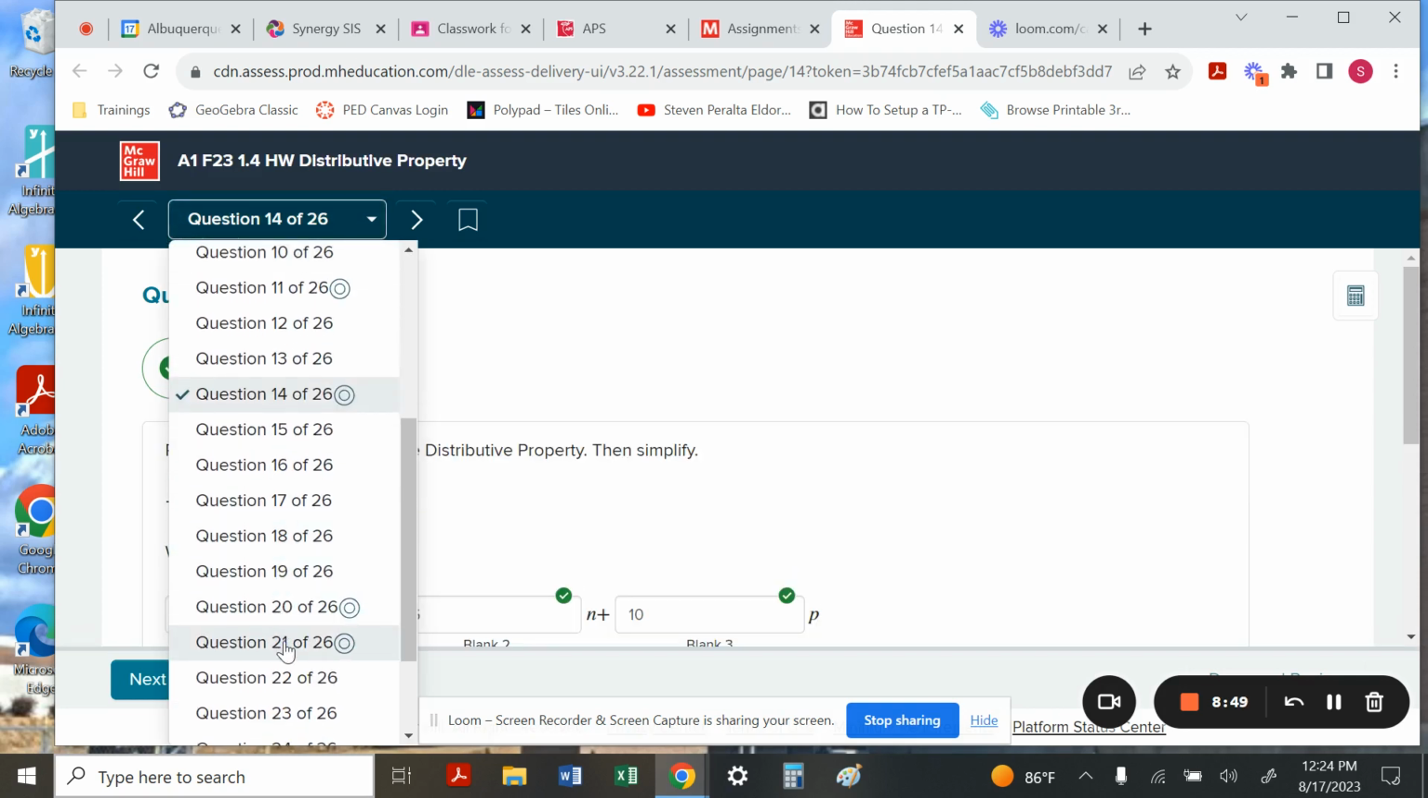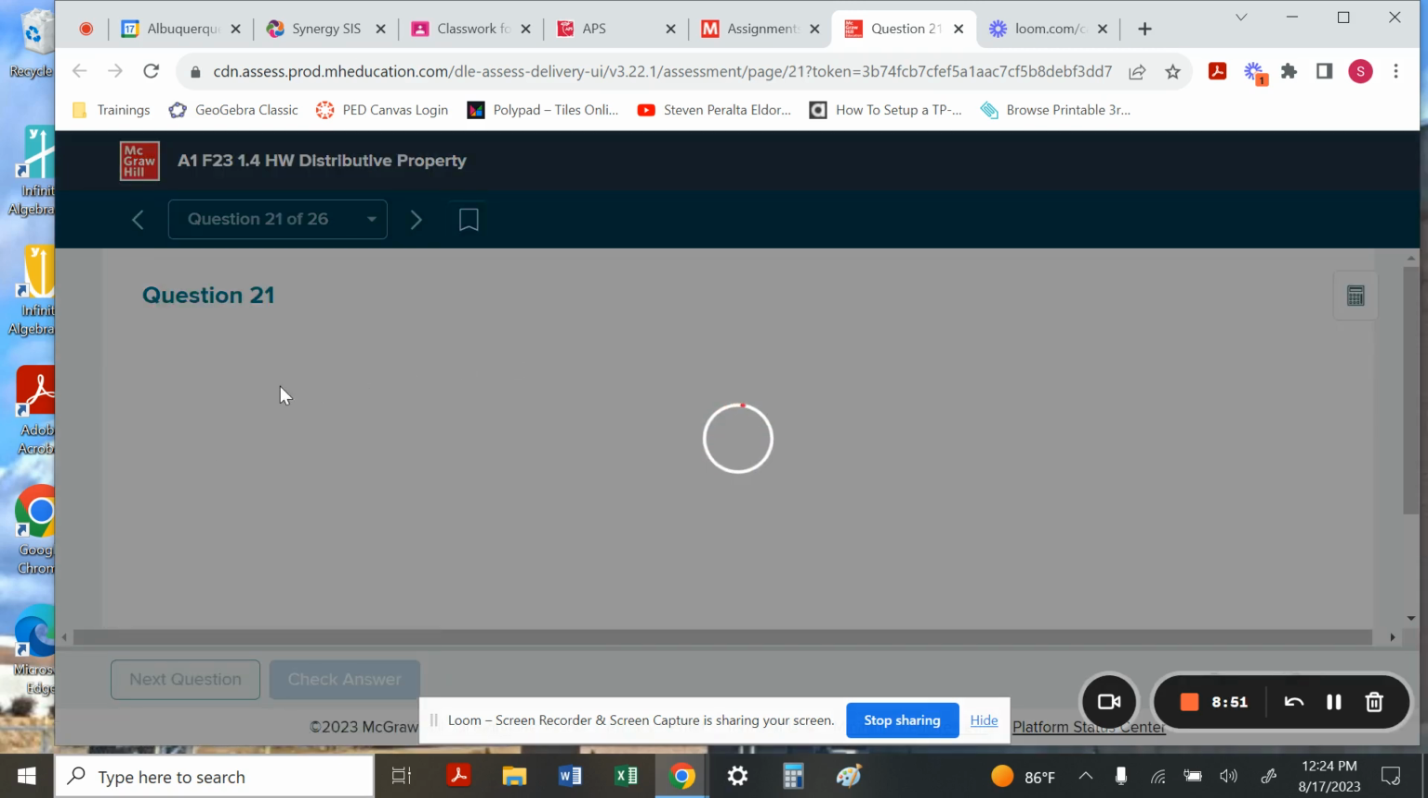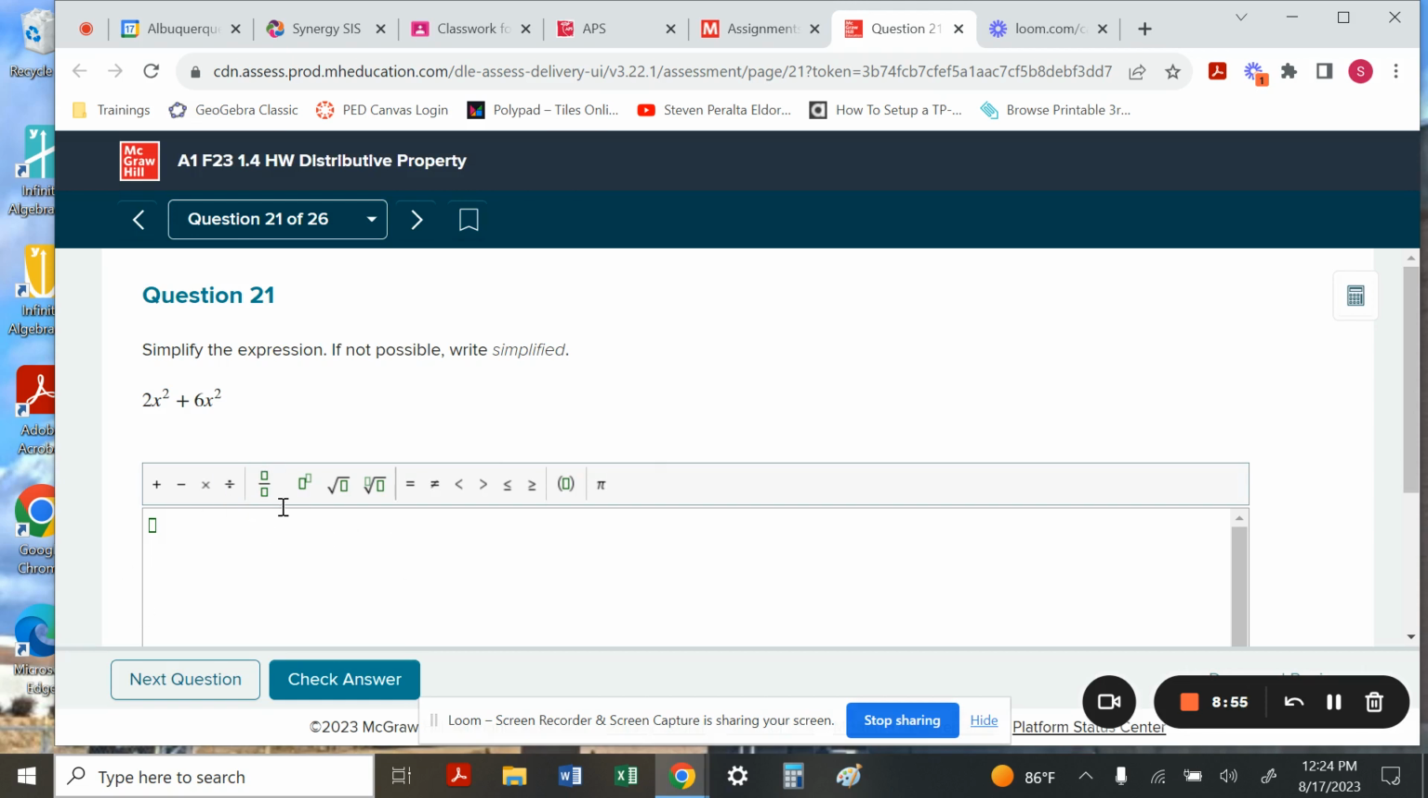So on problem number 21, you'll notice that I have a little window that's going to pop up here, which has some options. Here's a fraction, here's a power, square root. This could be a cube root or something else. It has the less than or greater than, which we'll be using later on. It has parentheses, it has pi. It's got operators, anything else that we have.